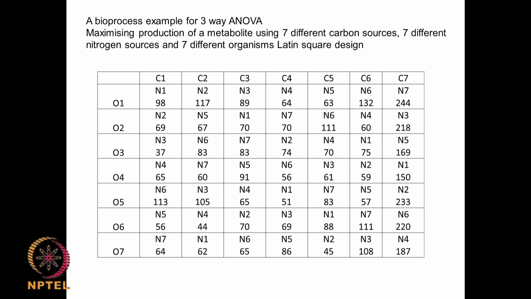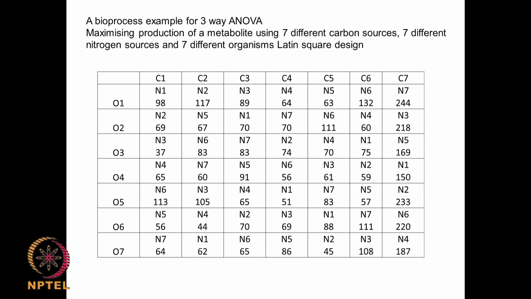We are looking at a metabolite which we want to maximize. Okay, it could be in quantity of milligrams per liter here. Okay, so we have it here 98. So, when I use a certain amount of carbon level 1, nitrogen level 1 with organism 1, I get 98 milligrams per liter of my product. So, suppose I take carbon at level 7, nitrogen at level 4 with organism 7, I get 187 milligrams per liter. So, now I want to look at the main effects. What is the effect of carbon, what is the effect of nitrogen, what is the effect of organism, and so on here. So, we are doing 49 experiments.